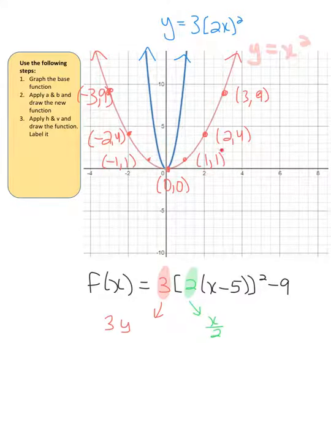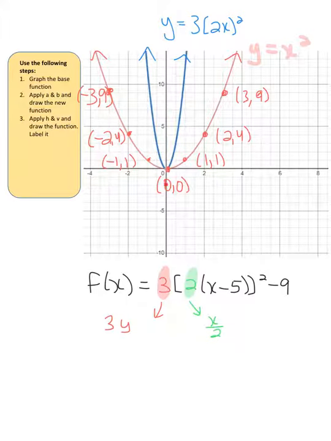So I'm going to use a few points on my base graph and then apply these two transformations. Remember, the 3 is my a value, so it affects my y variables by multiplying all my y coordinates by 3. The 2 affects my x coordinates, and what I'm doing is dividing all my x coordinates by 2. So let's apply that to 0, 0.